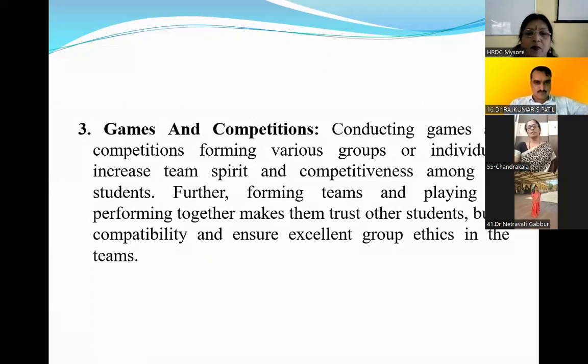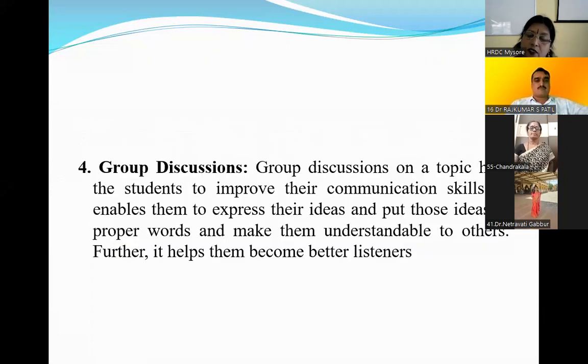Further, forming teams and playing or performing together makes them trust other students, build compatibility, and ensure excellent group ethics in the team. So, games and competitions are another example of collaborative learning.